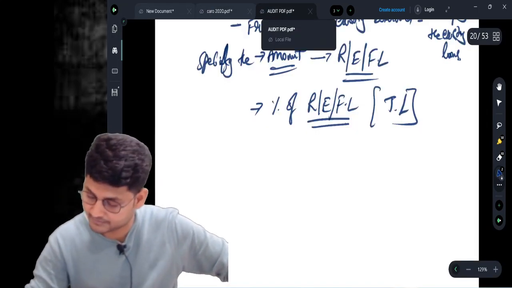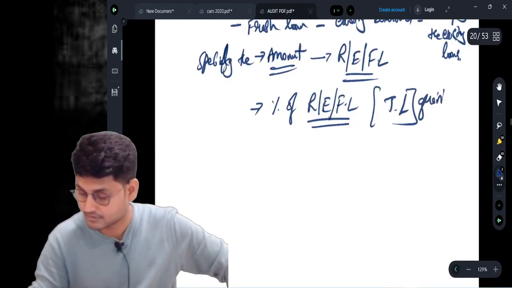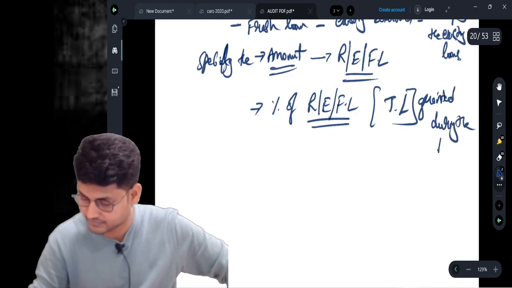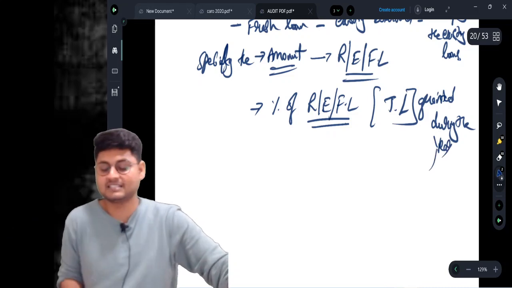Okay, total loans granted during the year. So this has to be specified.